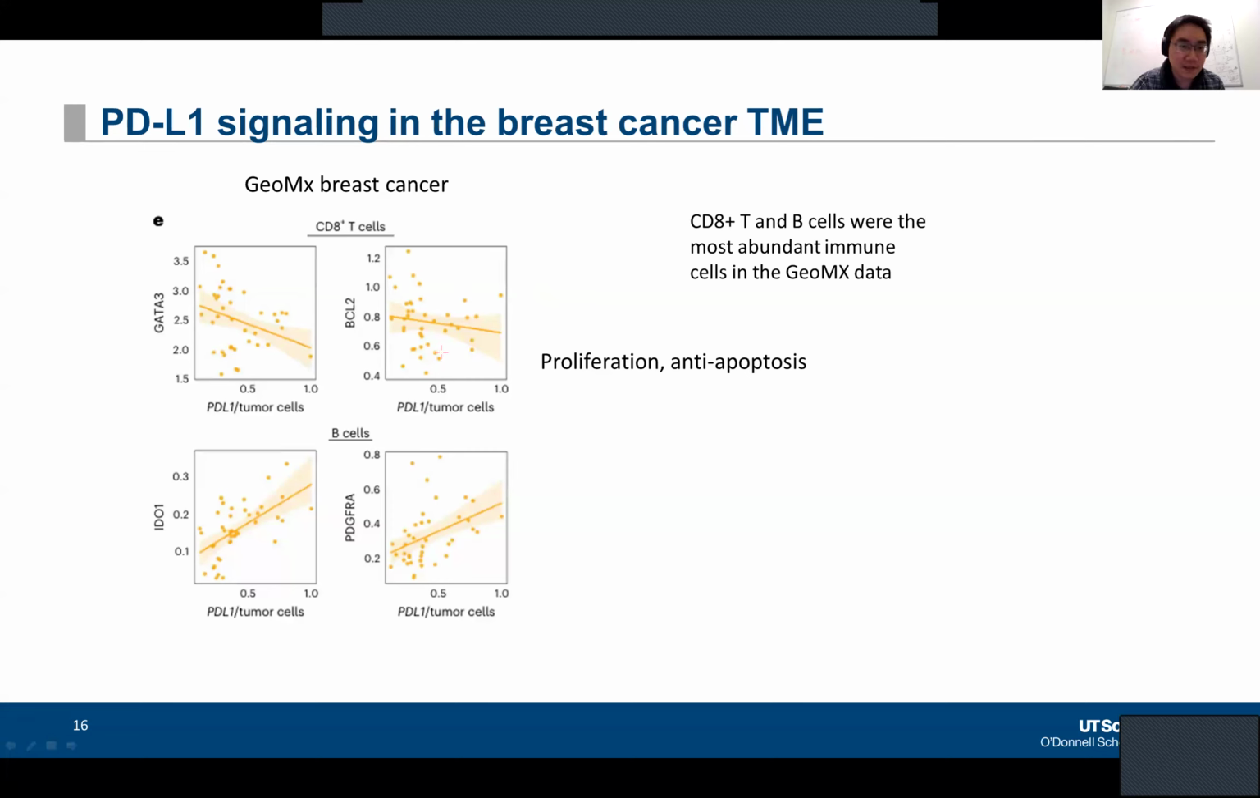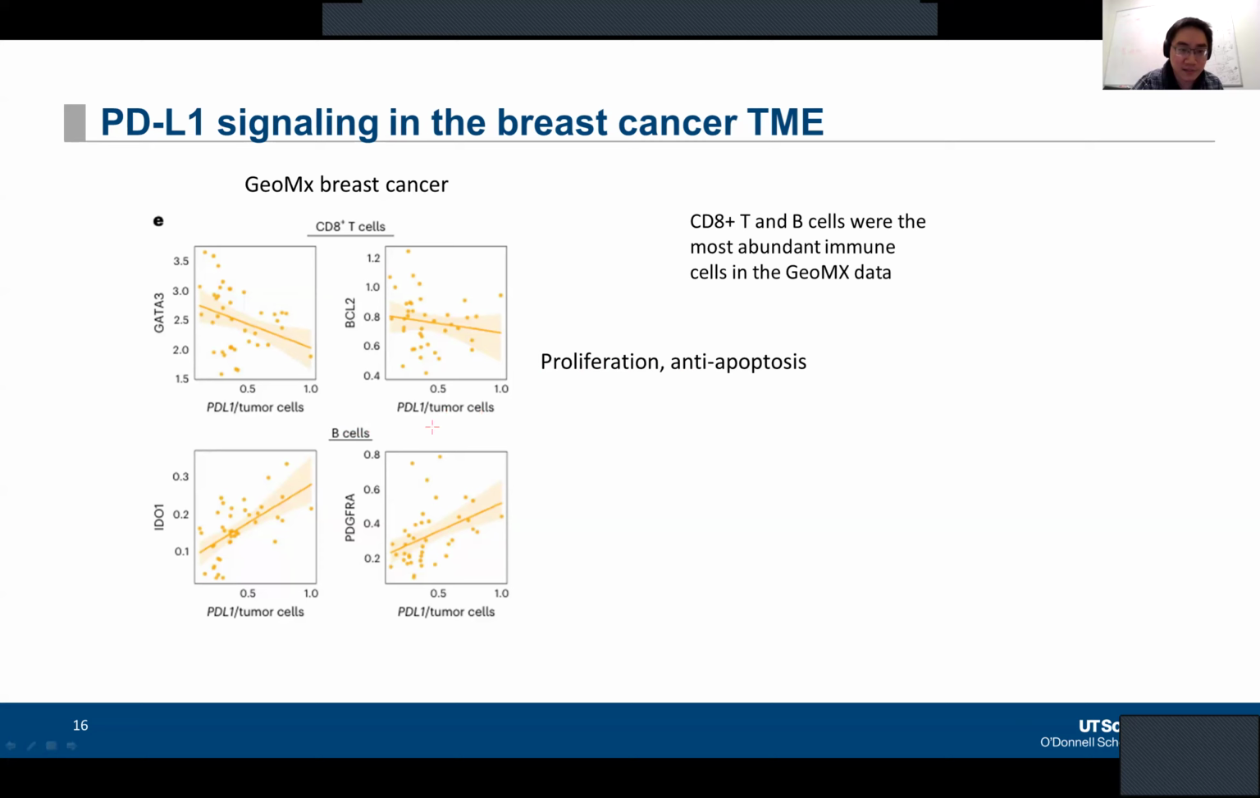We found that these two genes, in particular GATA3 and BCL2, in CD8 T cells, seem to be negatively regulated by tumor PD-L1, and this makes sense because these are known to play roles in proliferation and anti-apoptosis. When tumor cells start having a lot of PD-L1, it inhibits these pathways in T cells, which reduces the anti-tumor immune response.